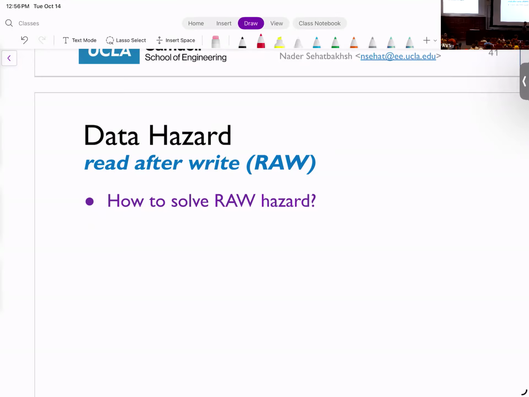So you make a copy. The comment was you make a copy of the destination registers, and then you use it when you can. Okay, so you kind of have two register files at the same time.